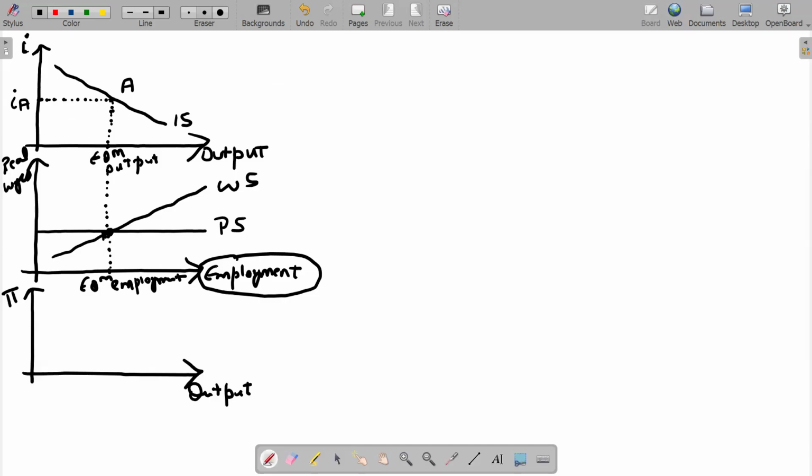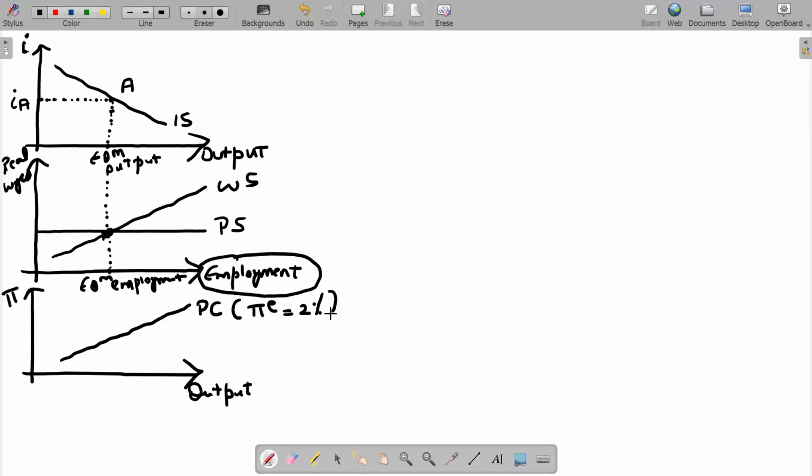So first of all, let me draw the Phillips curve. The Phillips curve is like this. In the inflation output space, it is upward sloping. This is my Phillips curve. And this Phillips curve is drawn corresponding to the fact that actual and target inflation are both equal to 2%. Remember, for the UK economy, we said that the expected inflation, the target rate of inflation, is 2%.